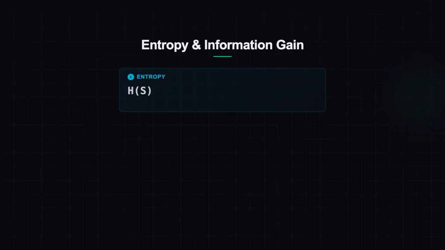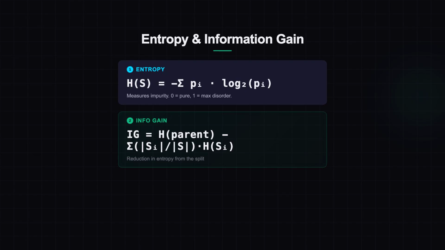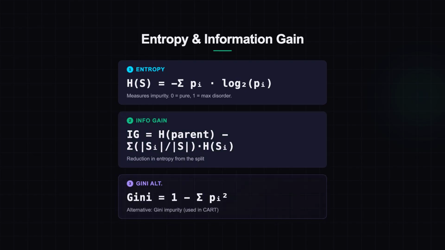The math is elegant. Entropy H of set S equals negative sum of P log P for each class. If a group is 100% one class, entropy is 0. If it's 50-50, entropy is 1. Information gain is the parent's entropy minus the weighted average of children's entropies. The tree greedily picks the feature that maximizes this gain.